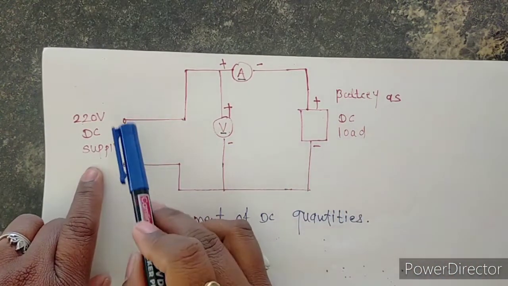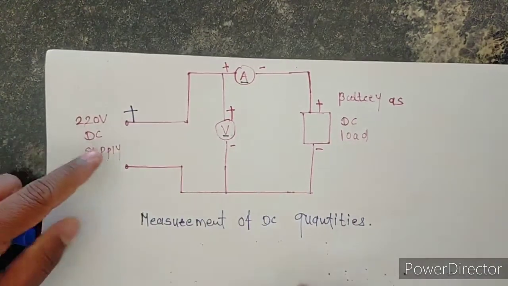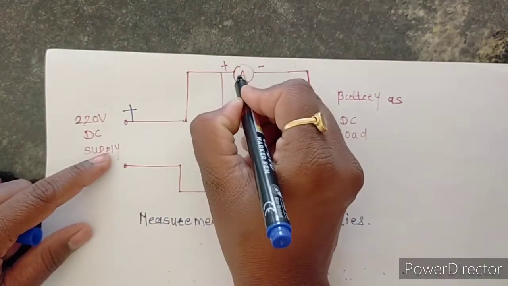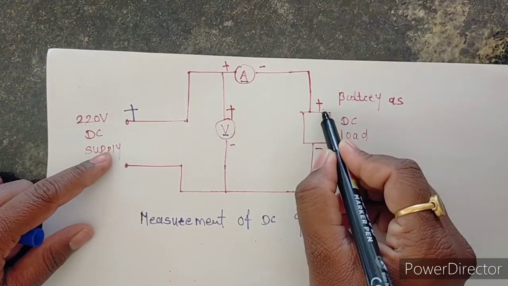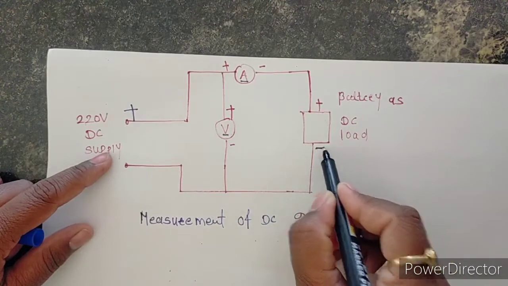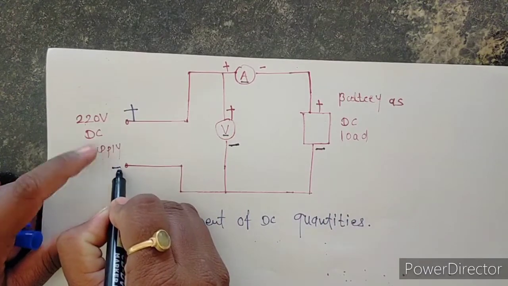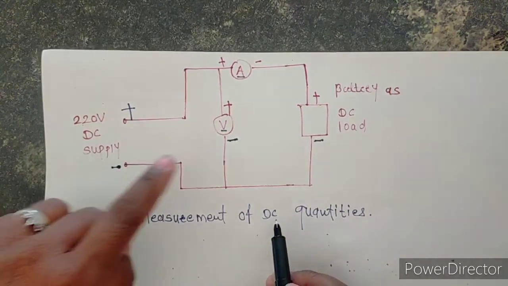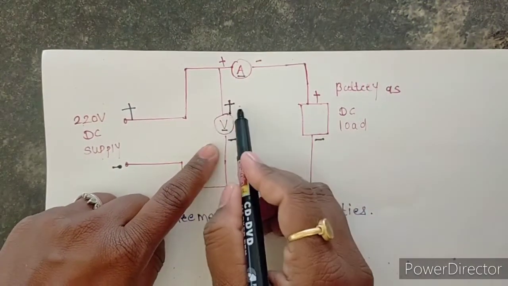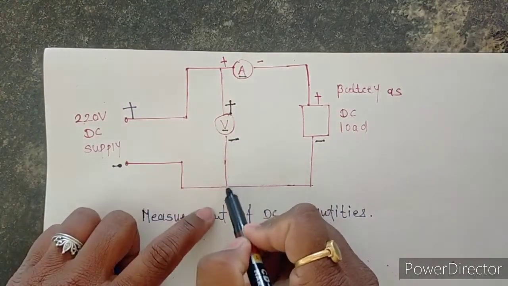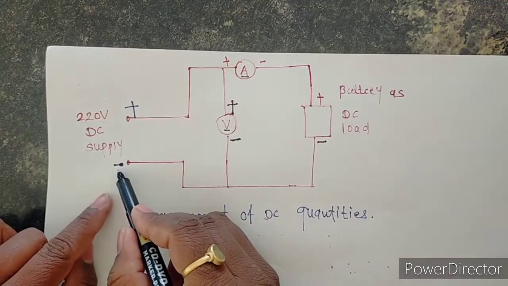So simply again the same. This one is the positive terminal of the DC supply, and it goes towards the positive of the ammeter. The negative terminal of the ammeter will connect to the positive of the load bank. Next, this negative terminal will be connected to the negative of the voltmeter, or we can connect it directly to neutral, that is the end point of the supply. Next, from this positive terminal I am connecting the voltmeter positive terminal, and the negative of the voltmeter will be connected towards the negative of the DC supply voltage.